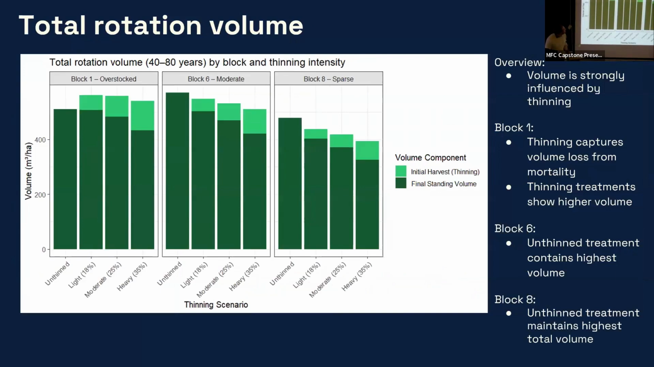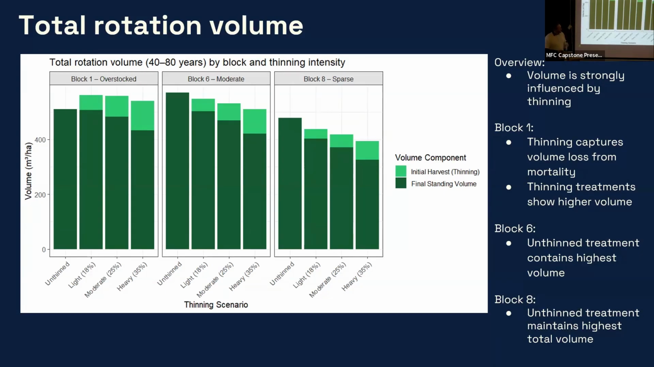When we look at total volume, we're looking at the combination of the initial harvest and the final standing volume. In block 1, we see in every single case that thinning increases our volume harvested. It's up to a 10% increase in the light block. Even in the light block, by thinning, we're able to capture that volume that otherwise would have been lost in the unthinned block due to mortality. But we also can maintain the highest volume of final standing volume.